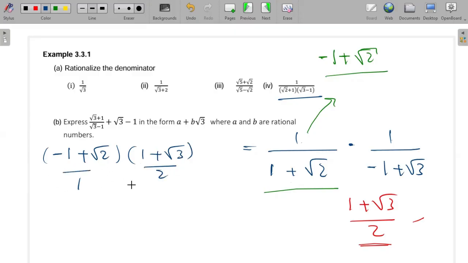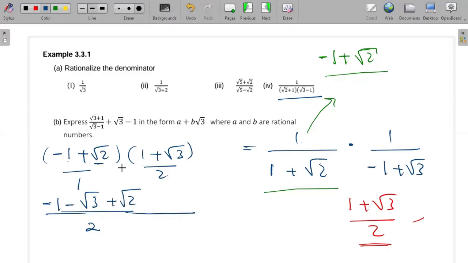So it's like you're multiplying over 1 here, meaning down there you have a 2. Then in the numerator, what are you going to have? This negative 1 multiplied by that 1 gives us negative 1. Negative 1 multiplied by this root 3 gives us negative root 3. This root 2 multiplied by 1 will be plus root 2.